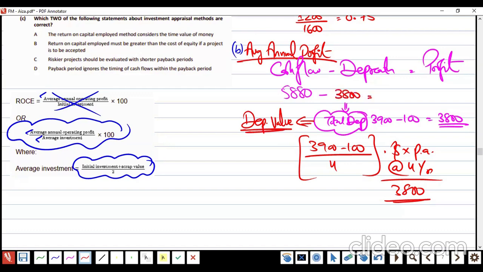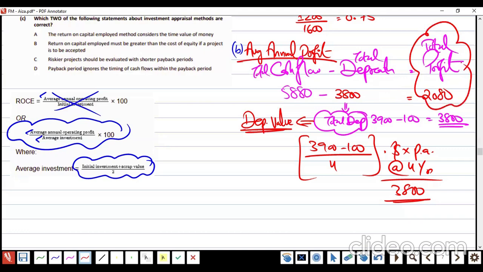You will have your profit for the year, which is supposed to be 2,000. 2000 total profit, right or wrong? Wait, sorry, it'll be 2,080. This is my total profit, right? Now be careful. My formula is suggesting annual, so average annual. So what to do? This 2080 is for how many years? For 4 years, right? 4 years.